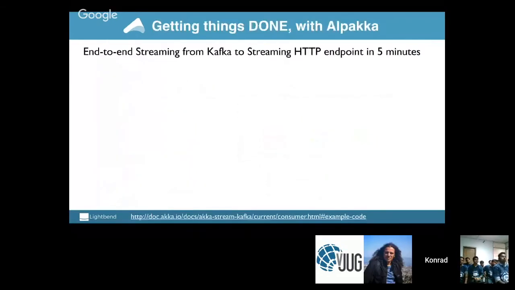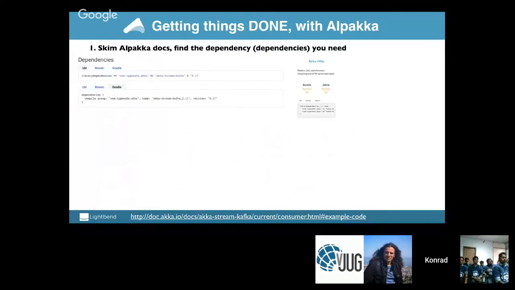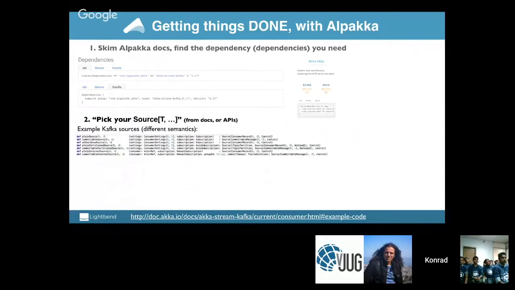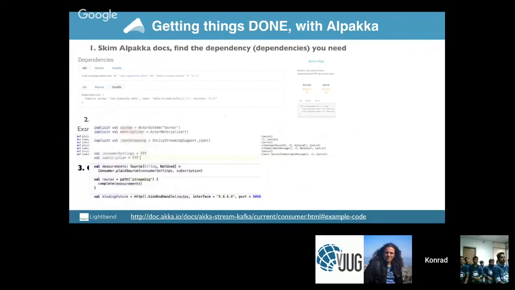So to showcase what this really means in practice, in the real world: you skim some dependencies. Say I want to do something with Kafka, I want to pull stuff out of Kafka. Very popular thing to do nowadays. Then you basically have your Kafka source. You pick which semantics you want. Is it at most once? Is it committable? Should it automatically commit when you pull out of it, etc.